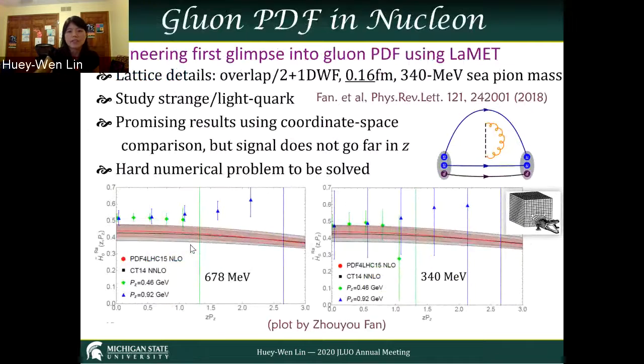And then there are some attempts at doing the gluon structures at a relatively heavy pion mass. One thing to point out is that it's a very hard calculation. At a very heavy quark mass we can see some good signal, but once you start to lower the quark masses, it gets noisy very quickly. So it's still a problem to solve.